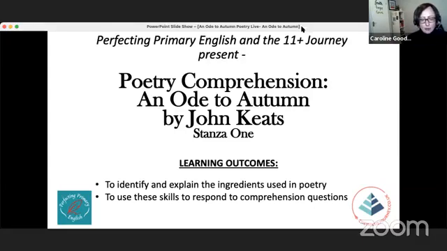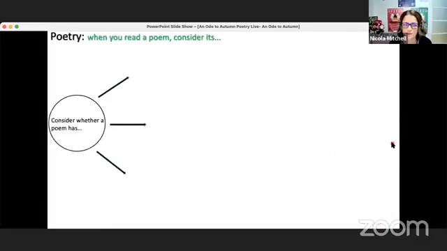So our learning outcomes are to identify and explain the ingredients used in poetry, that's general things, and to use these specific skills to respond to comprehension questions. Right, let's move on. So this session is not all about the poem the exam you plan to take. What we're hoping is that you will foster a newfound appreciation for poetry and also be aware of what to look for when you read something that's unseen.